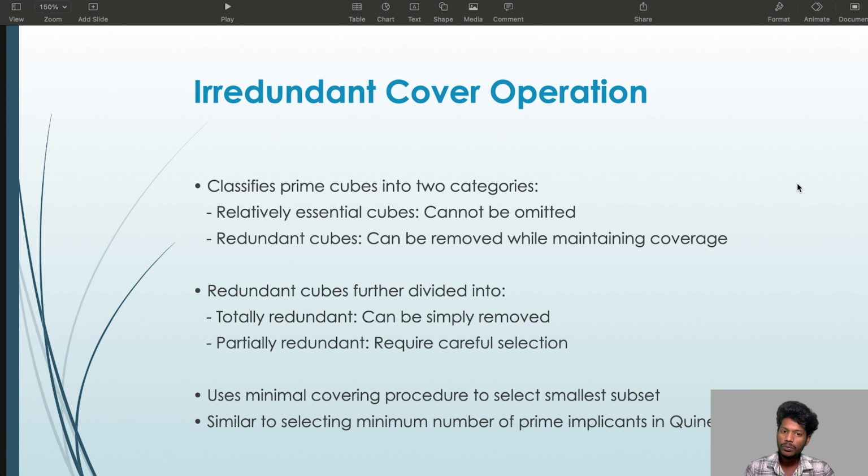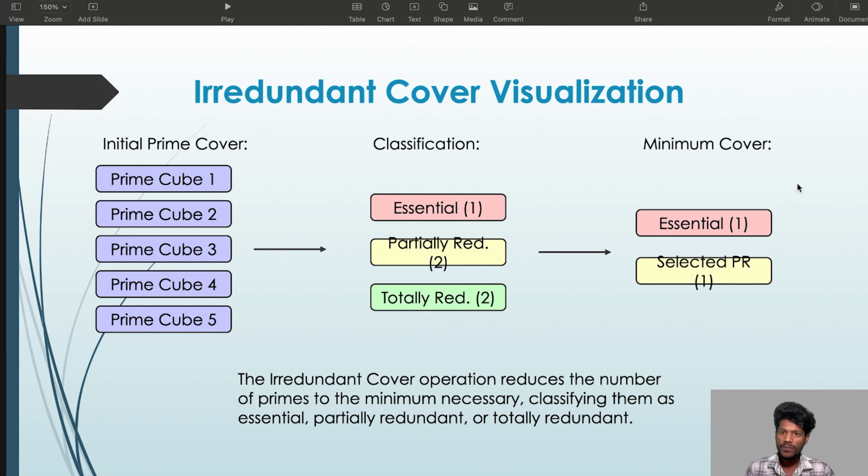Redundant cubes are further divided into two more: totally redundant and partially redundant. Totally redundant ones we can simplify away, and partially redundant ones we have to observe carefully and reduce. Use a minimal coverage procedure to select the smallest subset, similar to selecting the minimum number of prime implicants. In the irredundant cover visualization, we have some cubes, the classification, and the minimum cover.